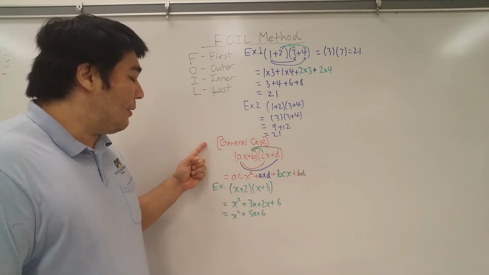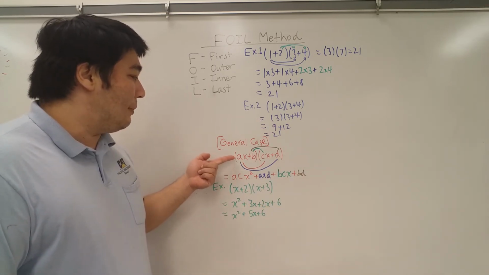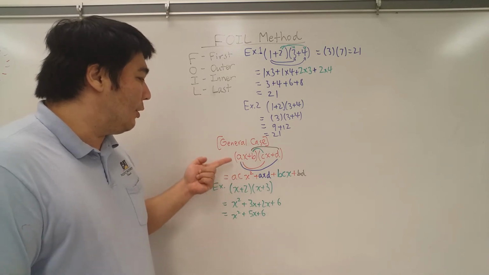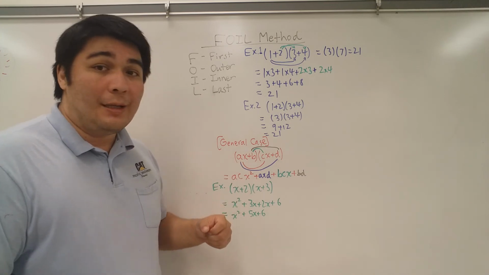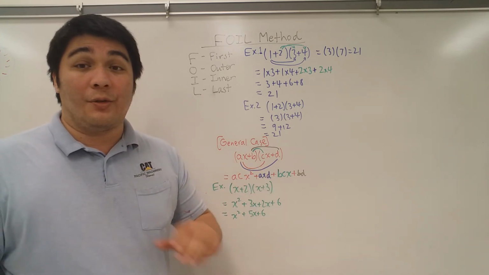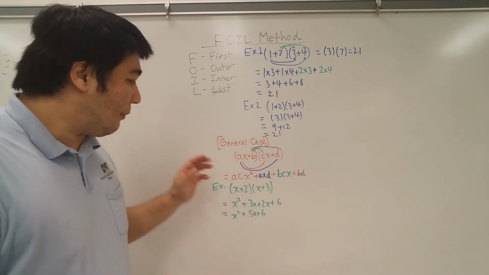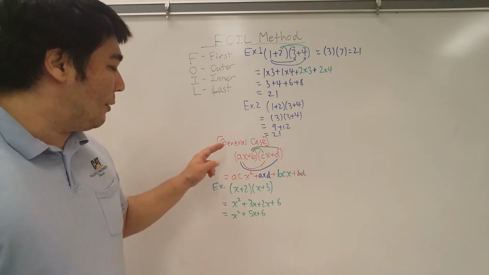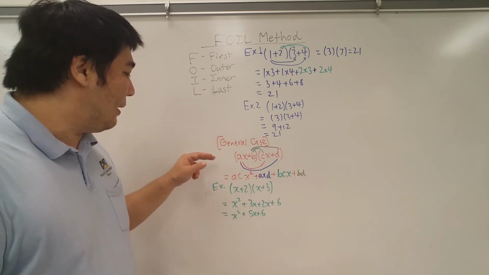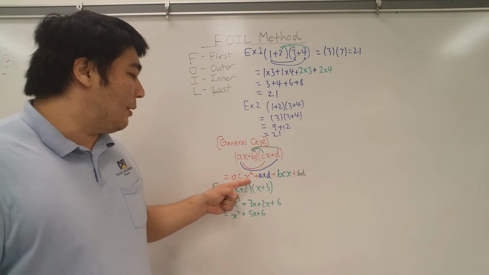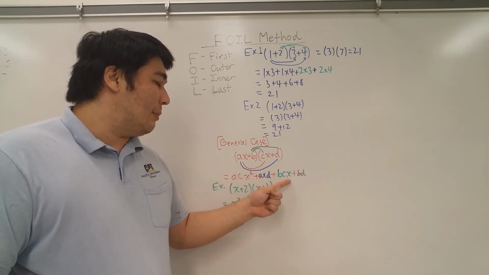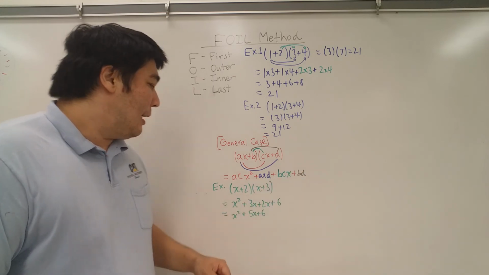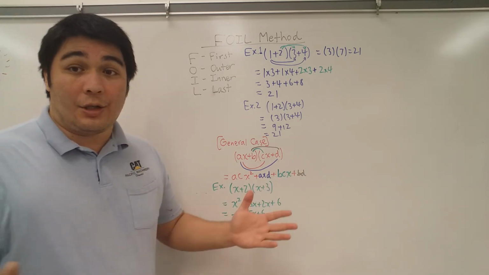So here we go. In the general case, we have a general polynomial written out as ax plus b times cx plus d. All of them are very different. That's why I said it's a very general case. So if we apply the FOIL method to the whole thing, what we get is acx squared plus adx plus bcx plus bd. And so, of course, that's just a formula.